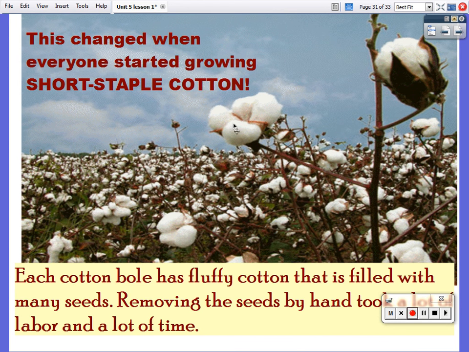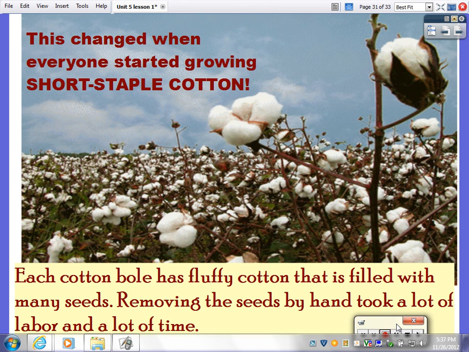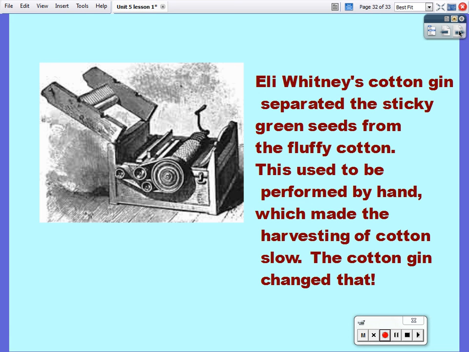Well, all of this changed when everyone, low country and up country, started growing short staple cotton. I want you to look at the cotton bolls here. Each cotton boll has fluffy cotton, but it's filled with many, many sticky little green seeds. Removing those seeds by hand took a lot of time, a lot of labor, and therefore originally made cotton not very profitable for growing.